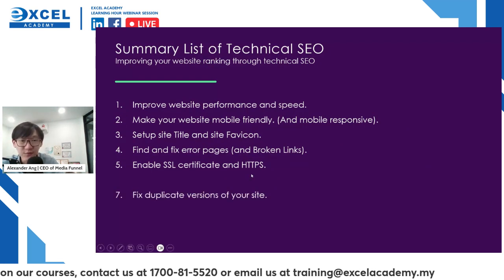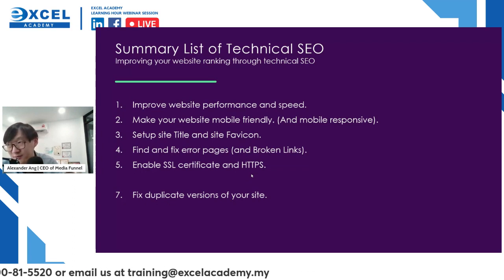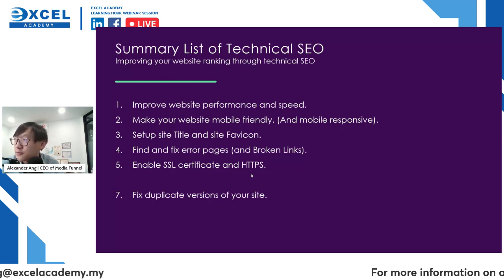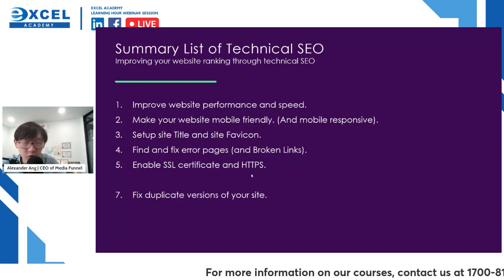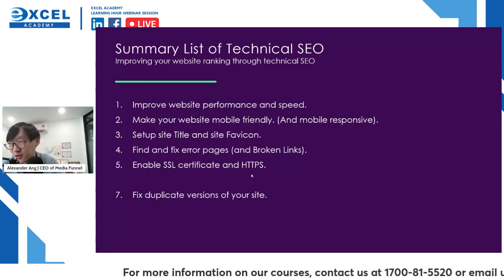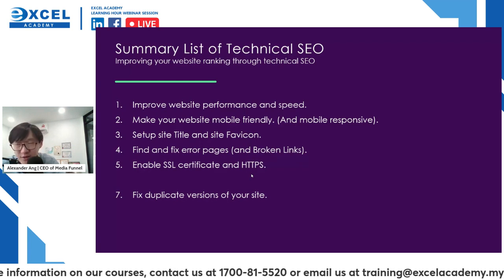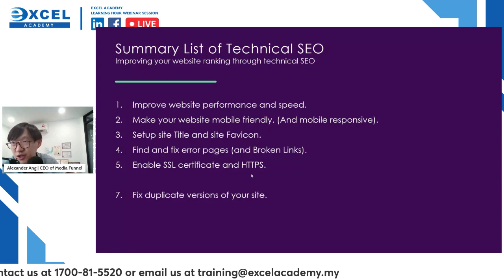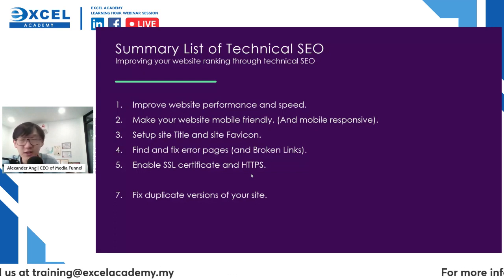Number 7, fix duplicate versions of your site. Remember, an exact copy is considered duplicate. Copy-paste from other people is also duplicate. Or if you slightly rewrite it, also duplicate. So what can you do? Go through it, set canonical, and de-optimize by rewriting it a lot. And then some duplicate versions are allowed.